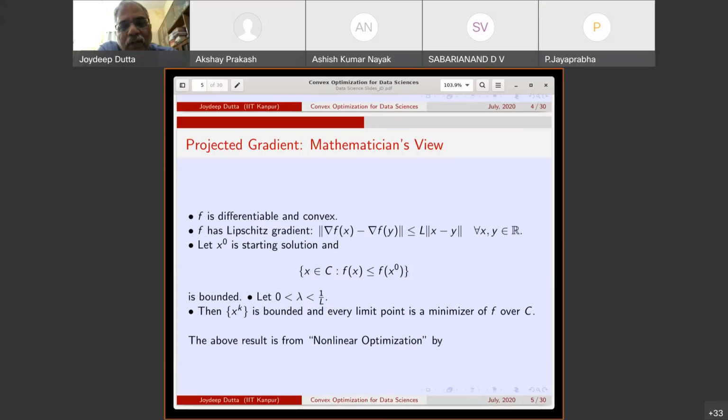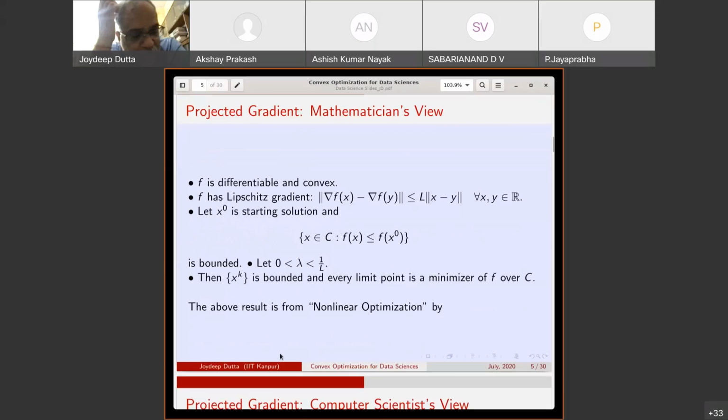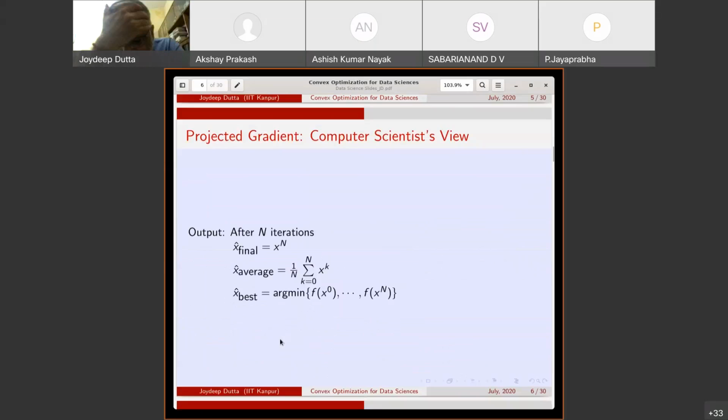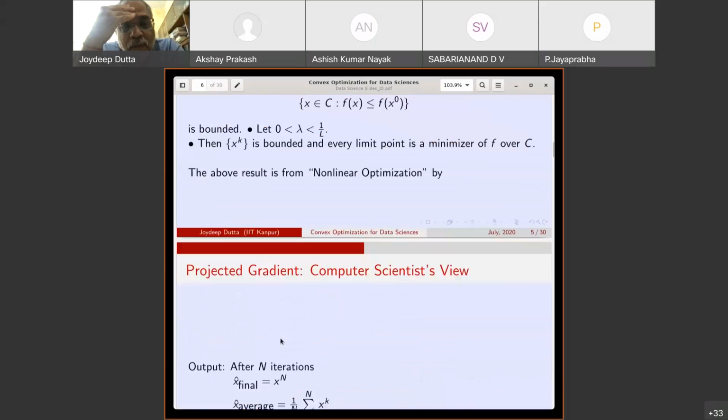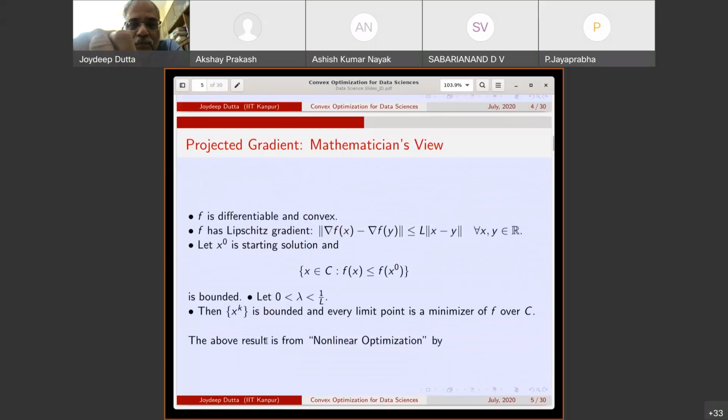So let us see what the result says. Sorry, there is a mistake. I forgot to put the name of the book and the author. Here it will be Ruszczyński, Nonlinear Optimization by Andrzej Ruszczyński, published by Princeton University Press. So sorry for that.